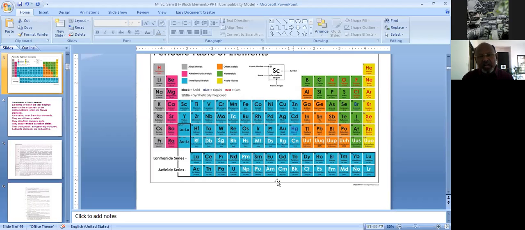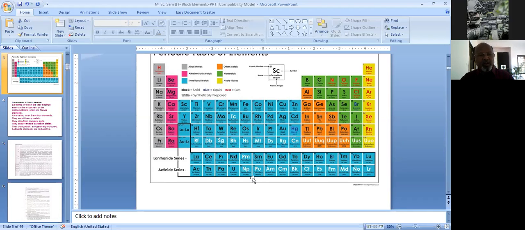These elements are also known as TU elements because the word TU stands for transuranic elements. Those elements which are situated after uranium are known as the transuranic. So the elements situated after uranium, that is atomic number 92, all these man-made elements are known as the transuranic elements.